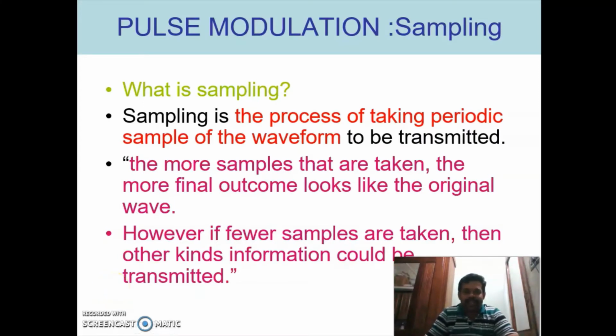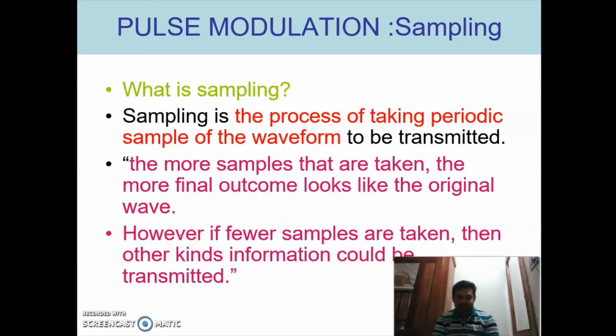In pulse modulation, the sampling is the first step. So we must study what is meant by sampling. Sampling is a process of taking a periodic sample of the waveform to be transmitted. The more samples that are taken, the more the final outcome looks like the original wave.